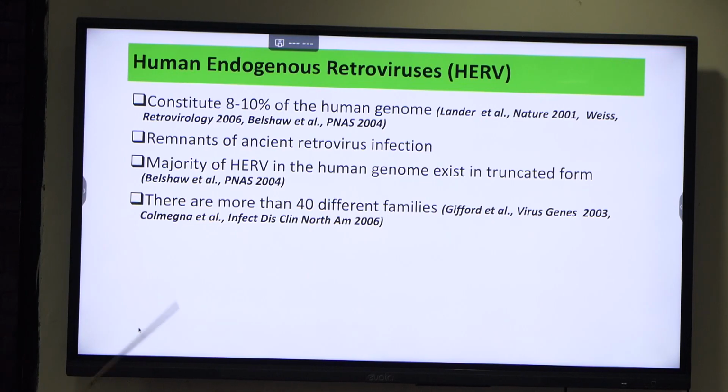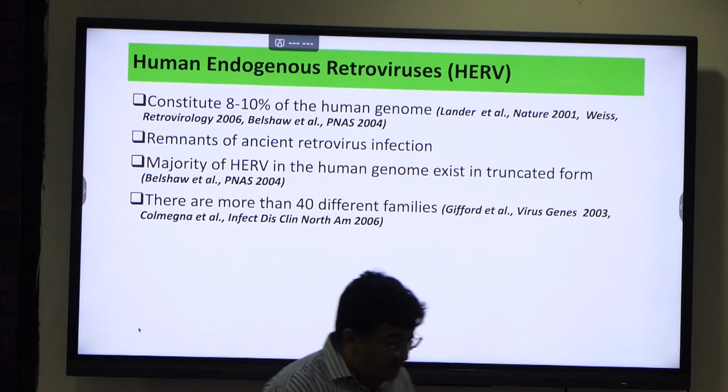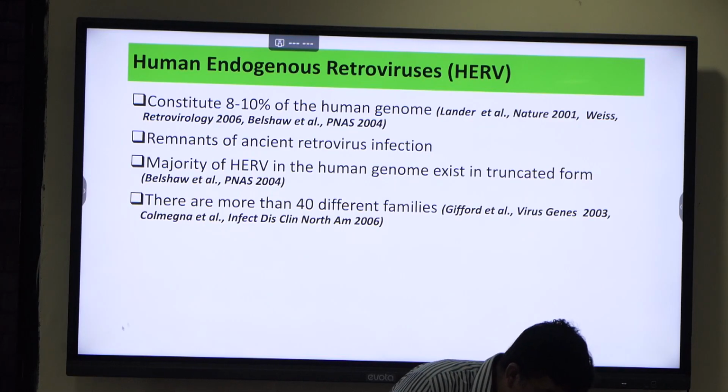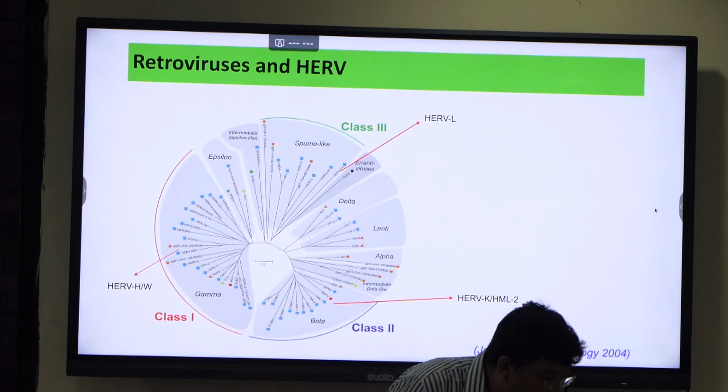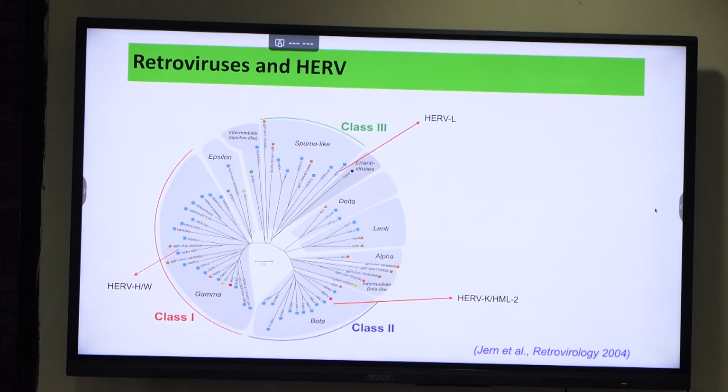As I said, that was the junk DNA concept, but later on a new story evolved, which I'm going to tell you about. There are more than 40 different families of human endogenous retroviruses. If you compare these human endogenous retroviruses with the rest of the retroviruses, you see that they fall into 3 different classes.